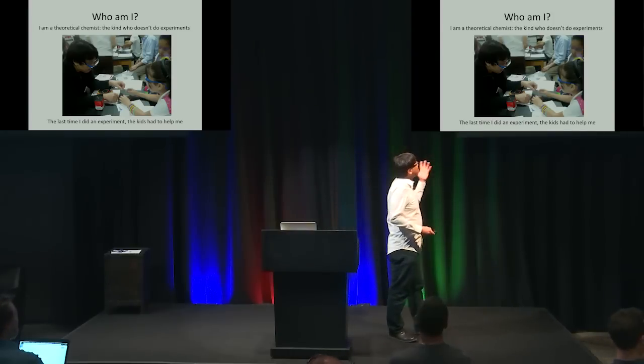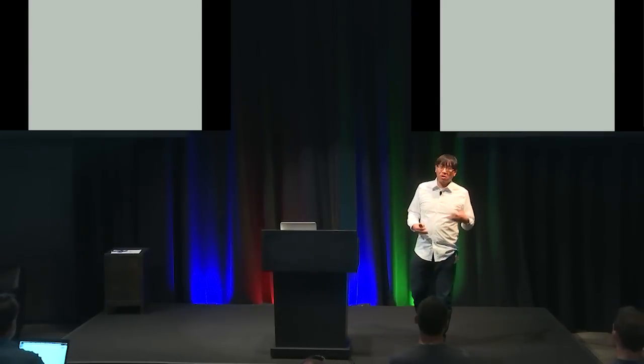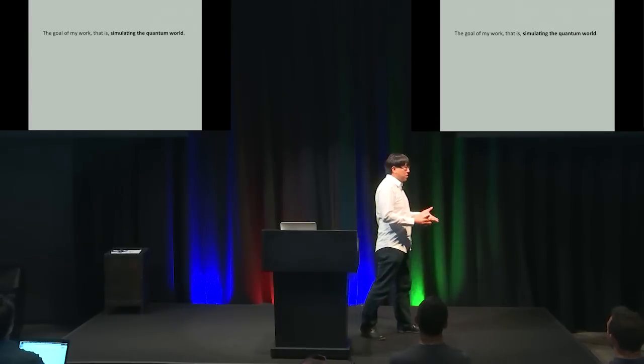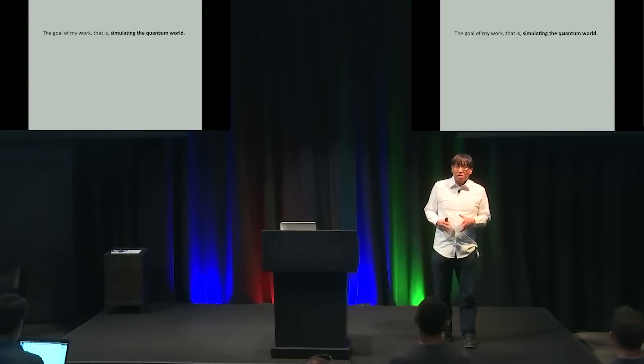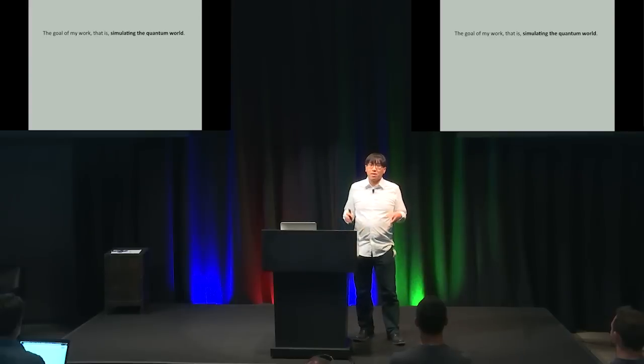So what do I do as a theoretical chemist? In essence, what I try to do is simulate the world of chemistry on a computer rather than do experiments. And since the world of chemistry is a world of atoms and molecules, and the atoms and molecules are governed by the laws of quantum mechanics, this is basically the same thing as simulating the quantum world.